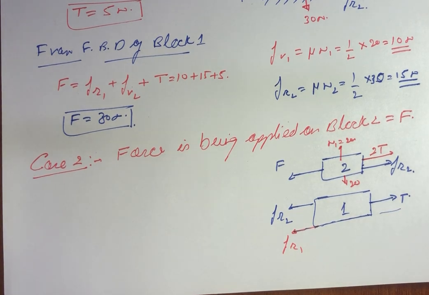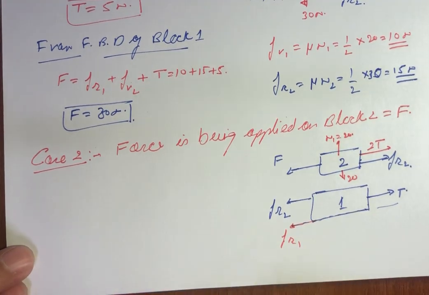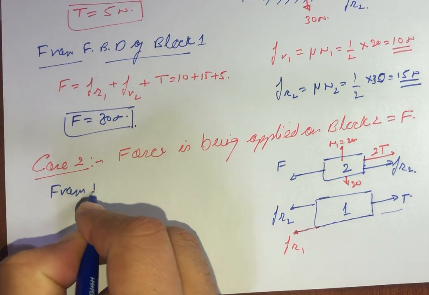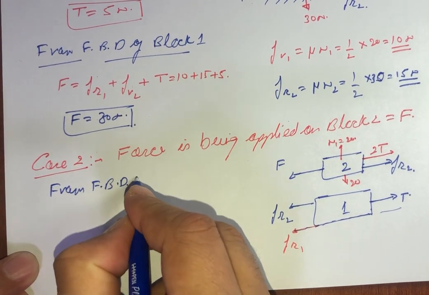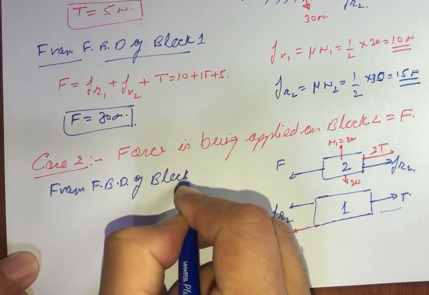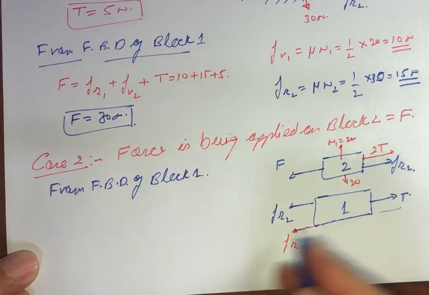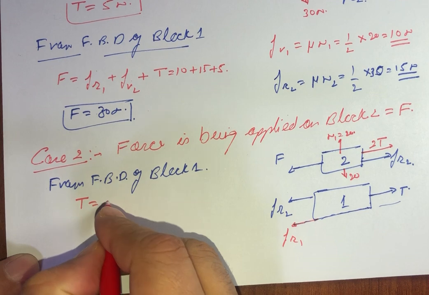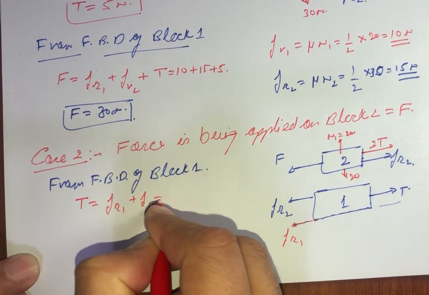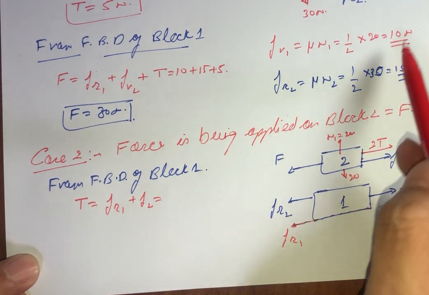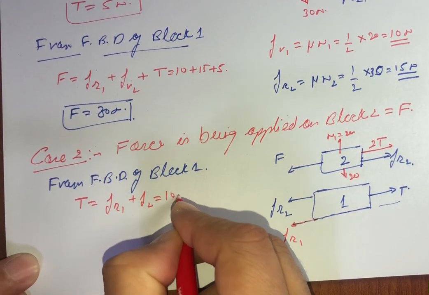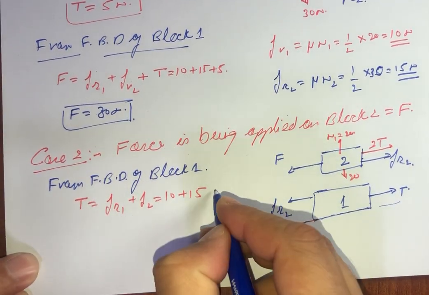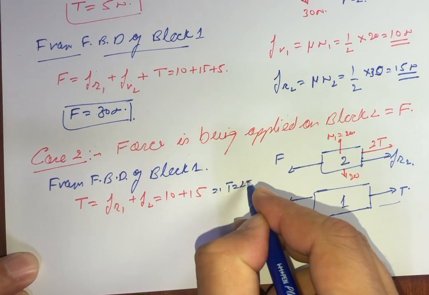So for the free body diagram of block 1, we can say tension T is equal to Fr1 plus Fr2, and we already know the values of Fr1 and Fr2, that is 10 plus 15, so tension T will be coming equal to 25 Newton.